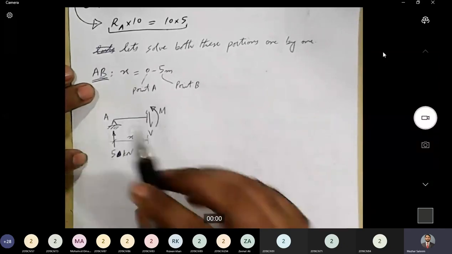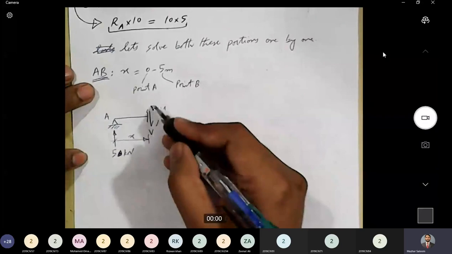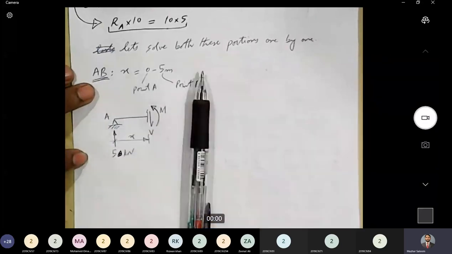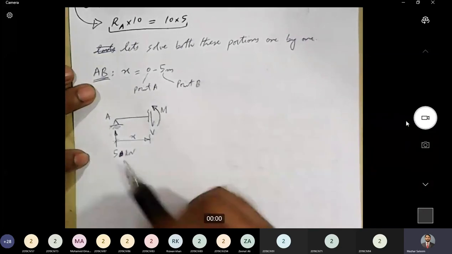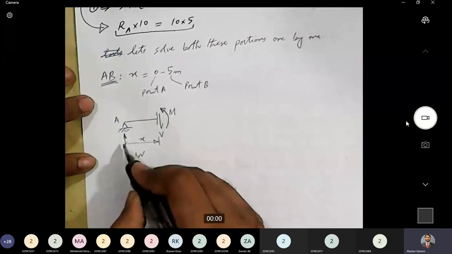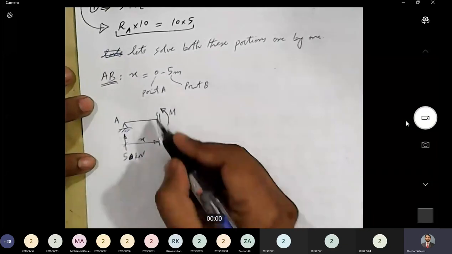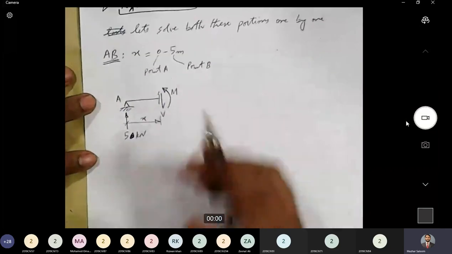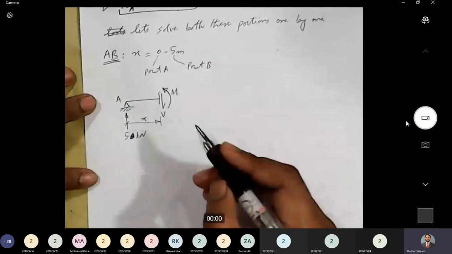So I suggest that every time we mark shear force and bending moment in this direction when we are moving from the left side. Is there any question? No, okay, no hand is raised. All right, so this is the free body diagram for section AB. For segment AB, we have considered section at location X. Now we need to write down the equation for shear force and bending moment.